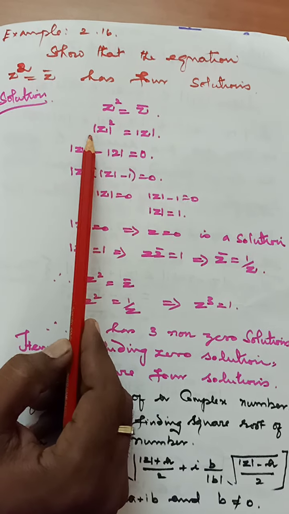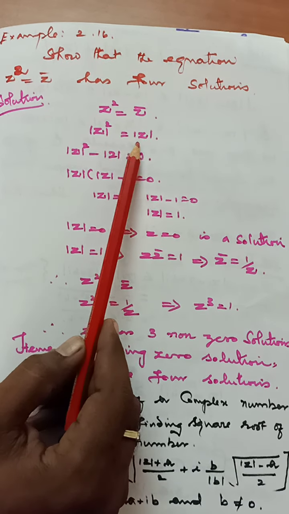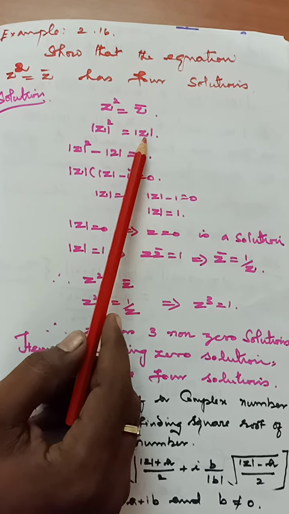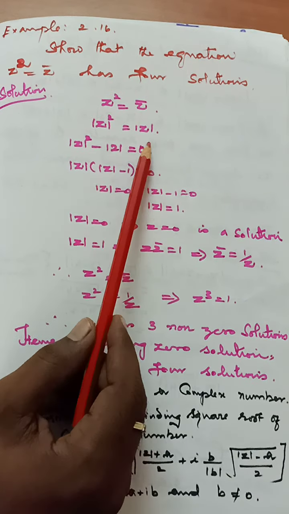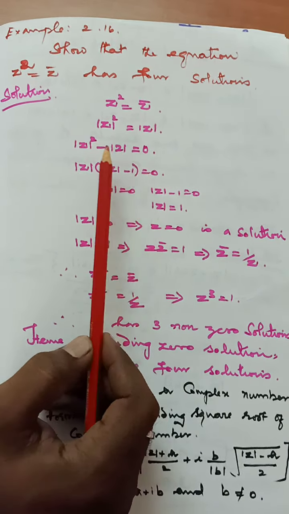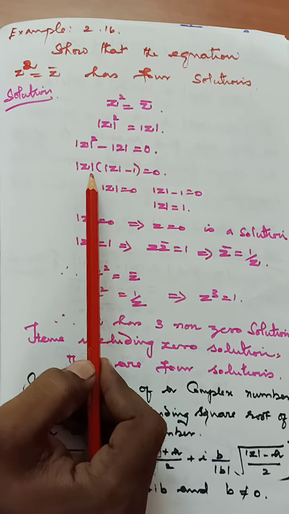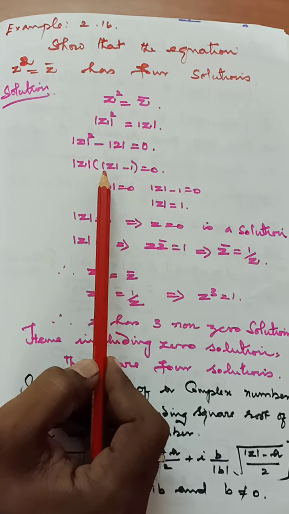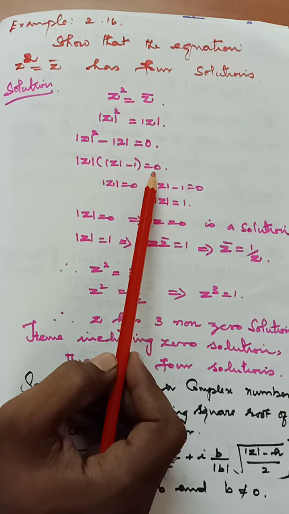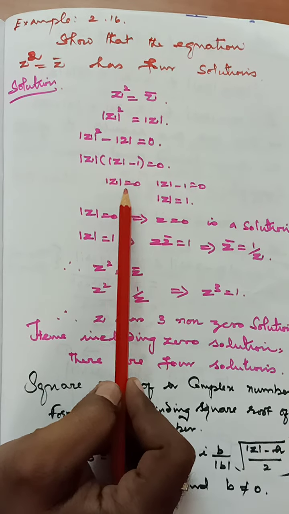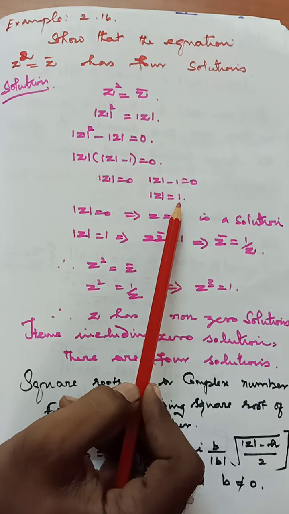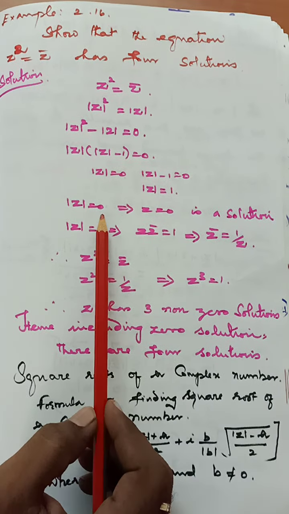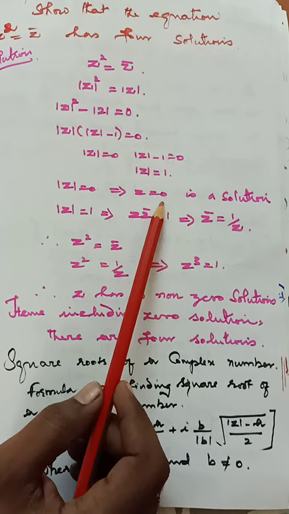When you take the modulus of z squared equal to the modulus of z bar, that is nothing but mod z. So modulus of z squared minus modulus of z equals 0. Taking mod z as a common factor, you get mod z into (mod z minus 1) equals 0. Therefore mod z equals 0, the first part. The second part, you get mod z equals 1. So mod z equals 0 means z equals 0 is one of the solutions.